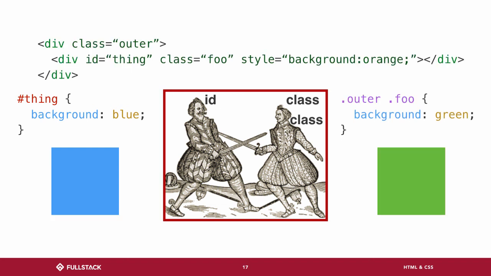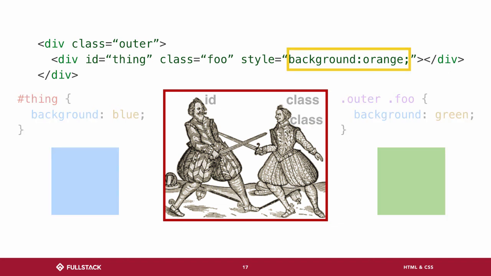So here's another example. And in this case, we have our same rule that specifies that if your ID is thing, your background is going to be blue. And we've got another rule here that says, and again, notice the space here, which is important, if you are an element with a class of foo and your ancestor is an element with a class of outer, your background should be green. So the question is, which one wins here? And the answer that's kind of interesting is actually the orange. And the reason for that is that inline styles end up trumping IDs.